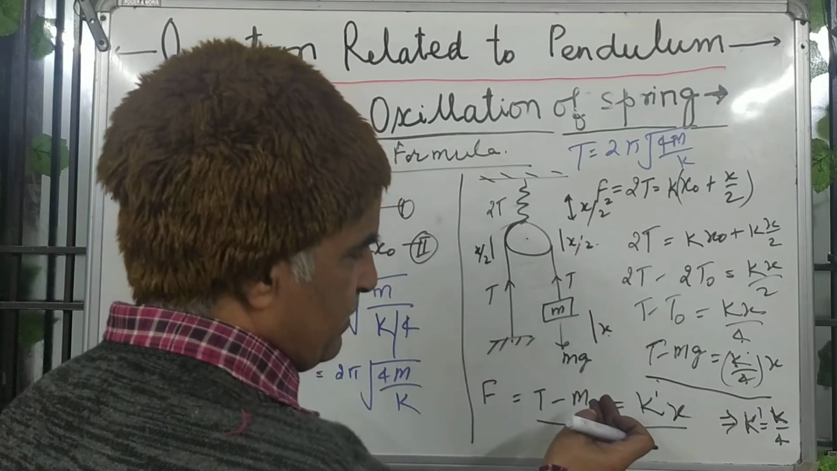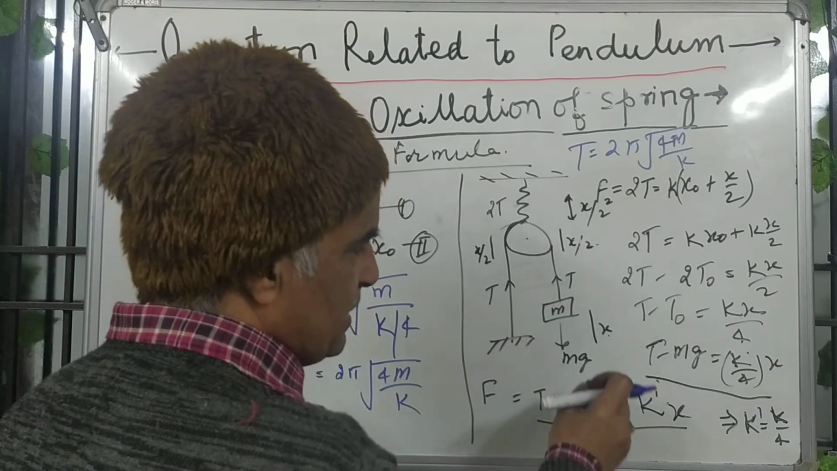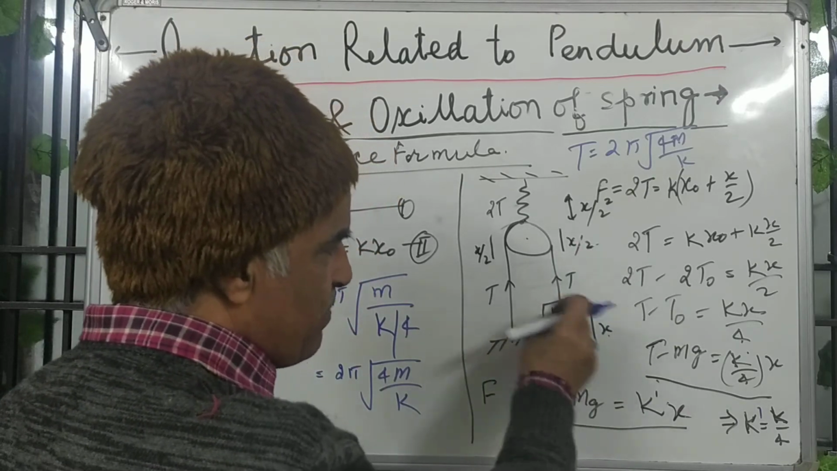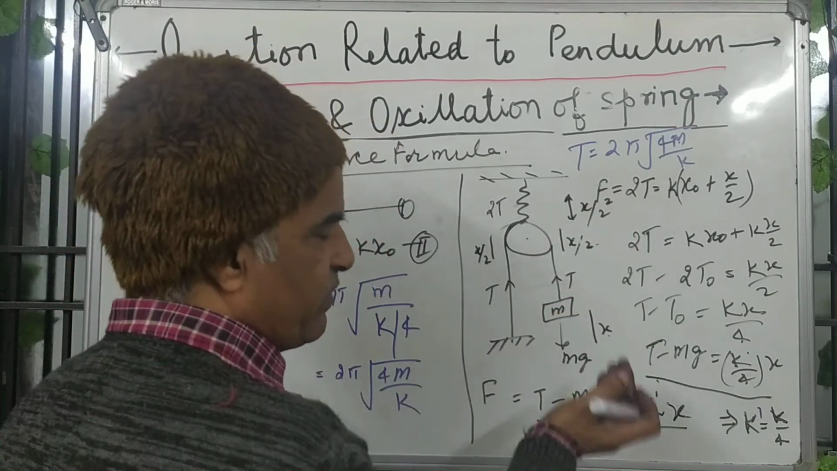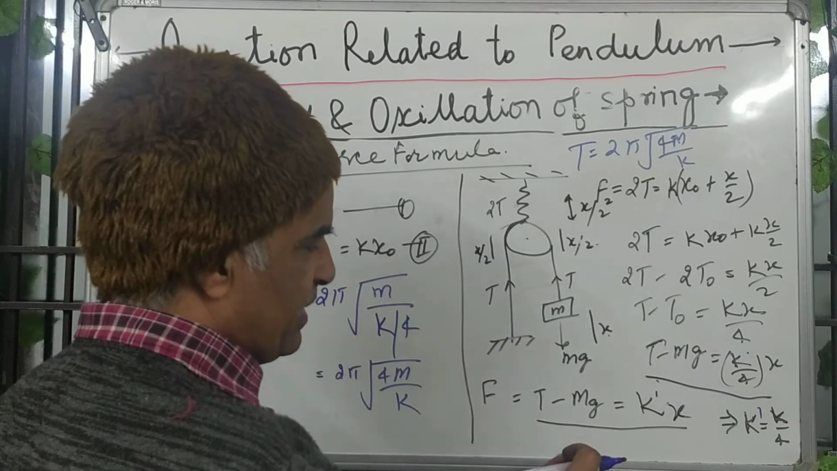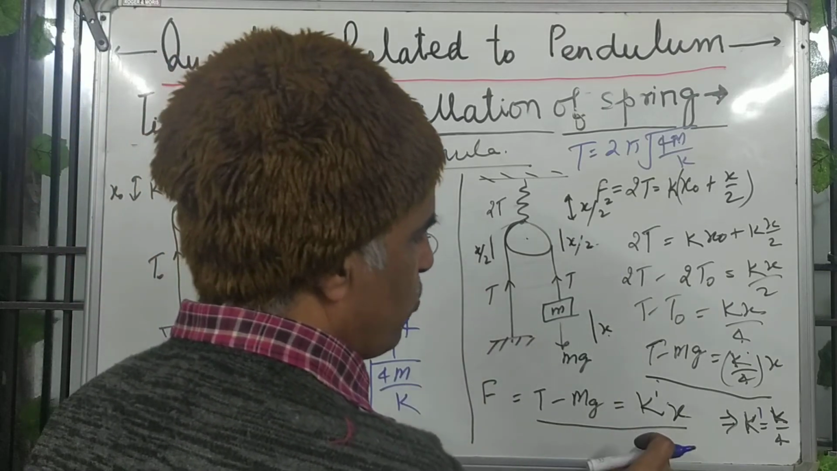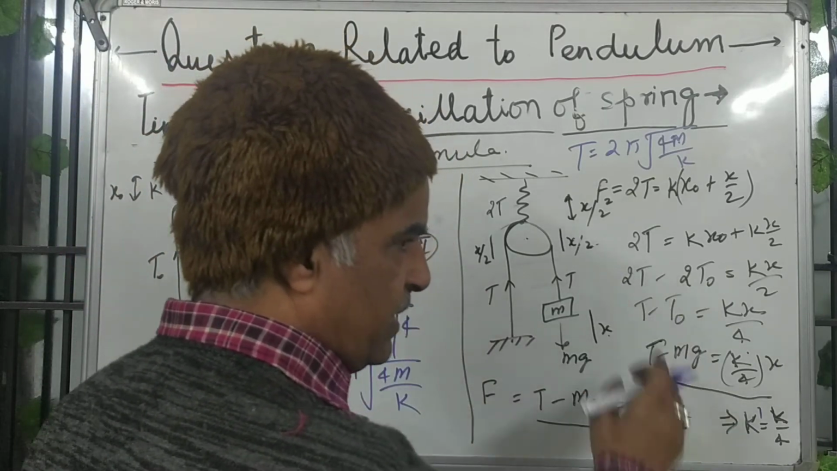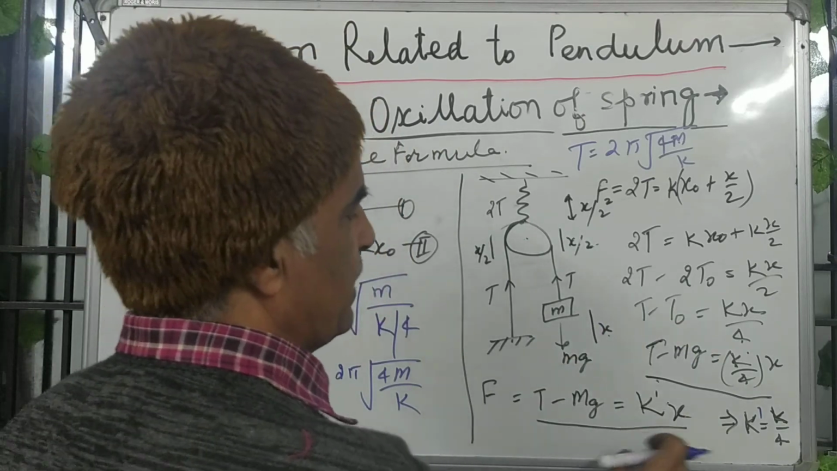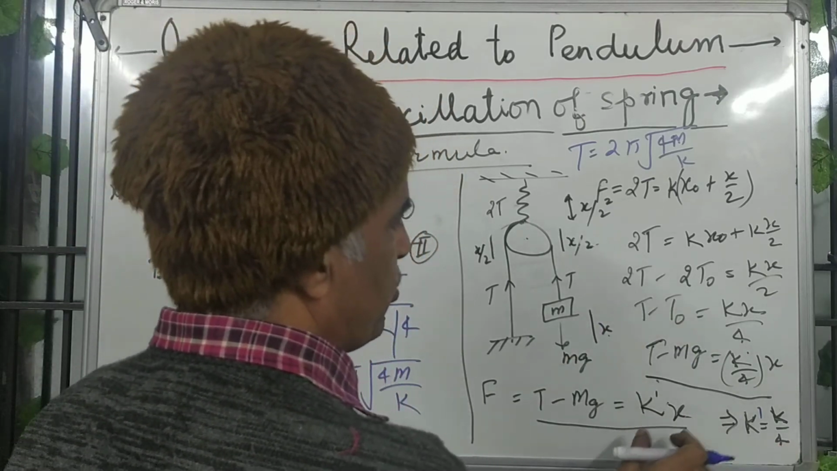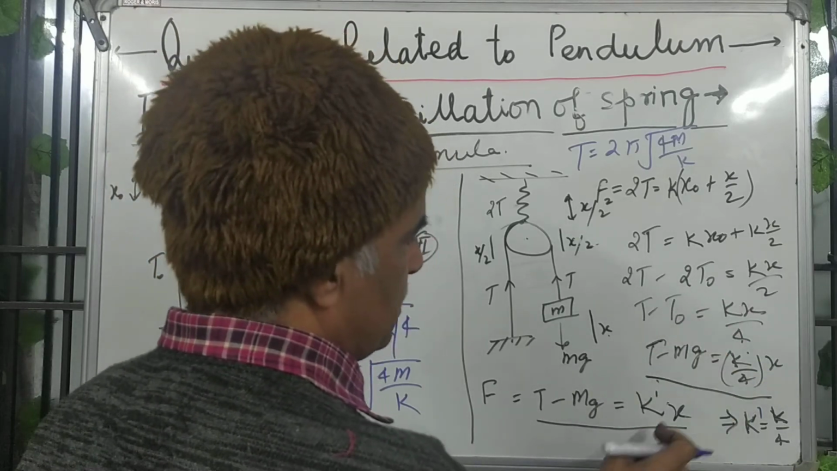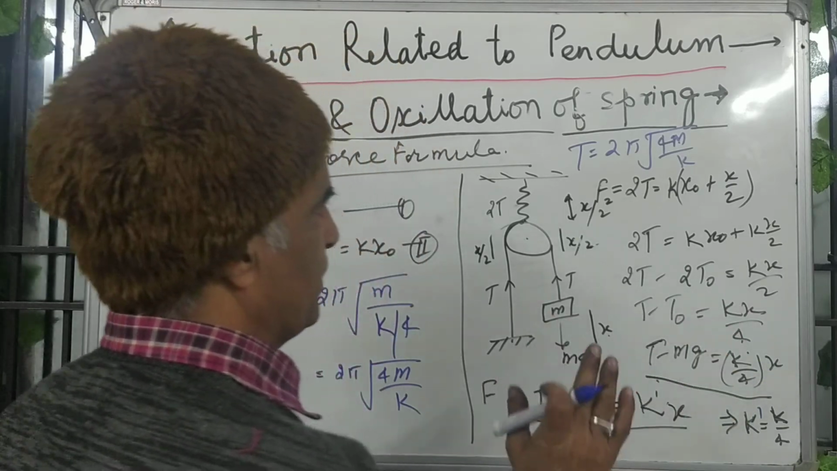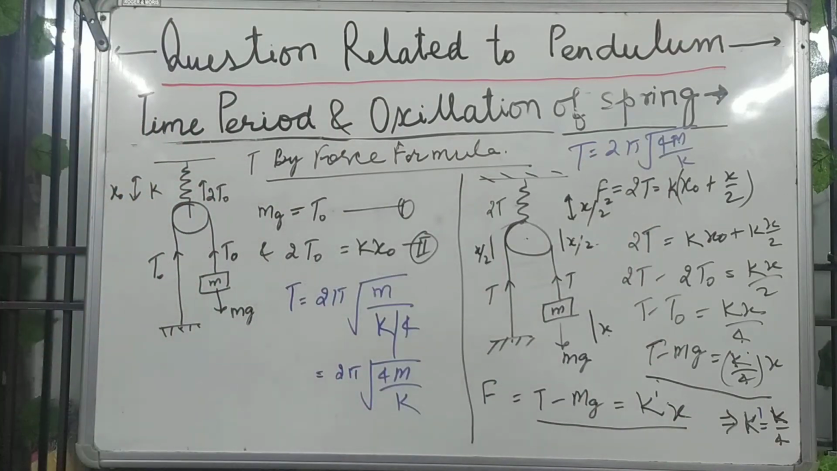that is restoring force, T minus mg. Due to the unbalanced force here, the mass is going upward; this is the restoring force. The mass is oscillating. So T minus mg equals k dash x, where k is the force constant. On comparison from this and this, you are getting this value.